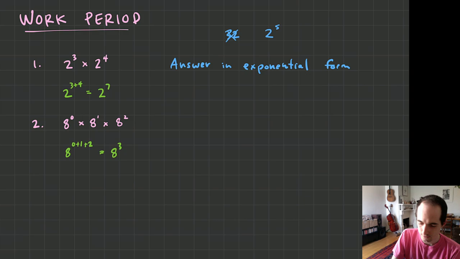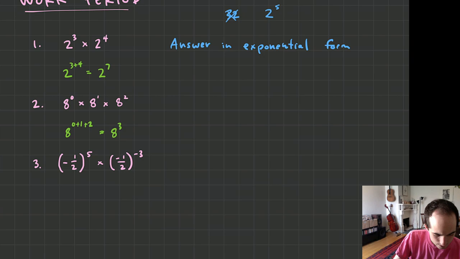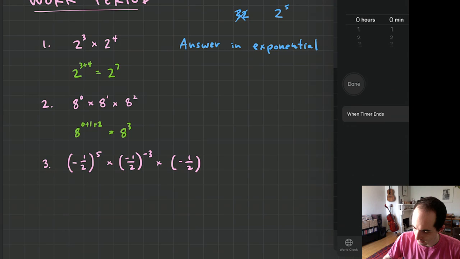Okay, let's try this one. This is a good one. Let's do 3. I like this one. We are going to do negative 1 half to the power of 5 times negative 1 half to the power of negative 3 times negative 1 half. Maybe this one I'll give you 20 seconds. Okay, 20 seconds starting now.